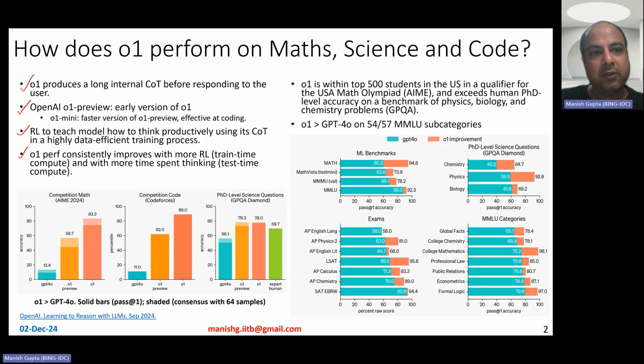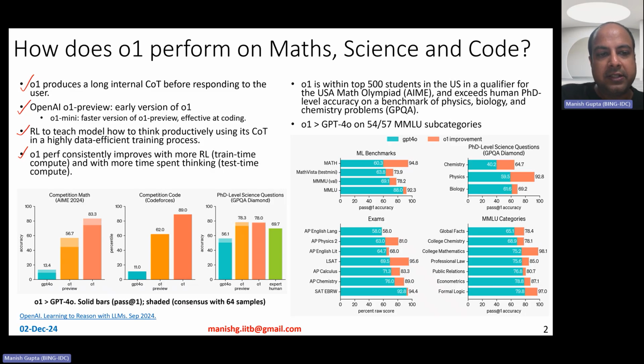Okay. Now, why is O1 so important? O1 is very important because OpenAI already had this GPT-4o model, which was really awesome. But O1 is way better compared to the GPT-4o model. Right? So they measured it on 3 different benchmark datasets. These benchmark datasets are still considered very hard compared to other datasets like GSM8K, MATH, and so on, which have become sort of old and saturated in some ways.